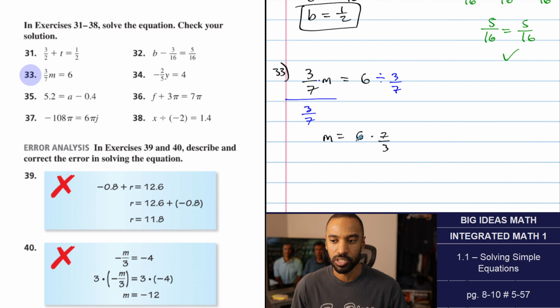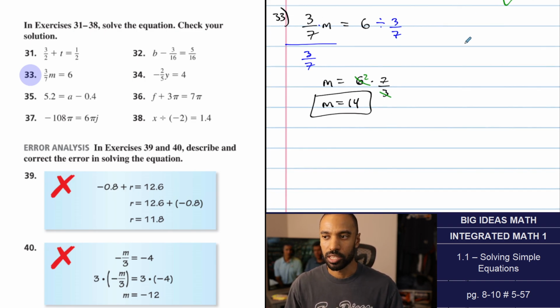Well, remember, 6 is 6/1. 6 is multiplying by the 7, but dividing with the 3. And I personally prefer to do the division first, make the number smaller. 6 divided by 3 is 2. 3 by 3 is 1. 2 times 7 is 14. M equals 14.